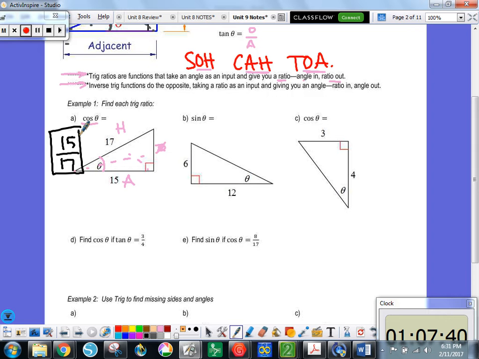Part B, I'm looking for the sine. On this one, this is my angle. You walk across, this is the opposite. This is the hypotenuse. Sine is O over H. However, on this particular problem, you don't have the H. So you need to remember one other thing on how to get the H. How would you?